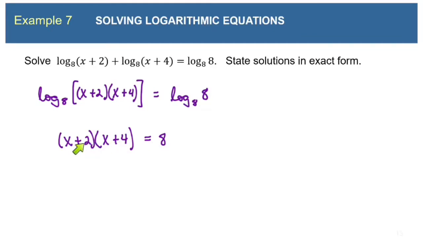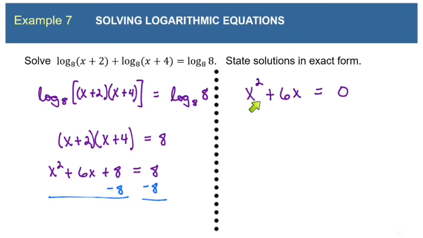Go ahead and FOIL this out, so that would be x squared plus 6x plus 8. Where did the 6x come from? Outer plus inner would be 4x plus 2x, that's 6x. And that equals 8. Now, in order to solve this quadratic equation, you know we need a 0 over here. So we're going to subtract 8 from both sides. That's going to give us x squared plus 6x equals 0.